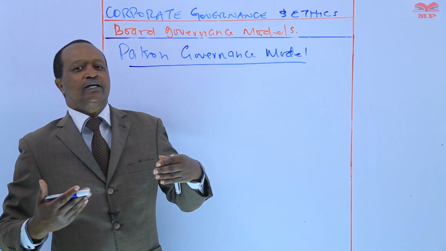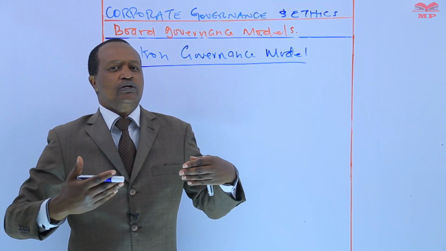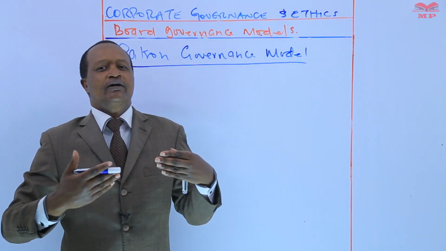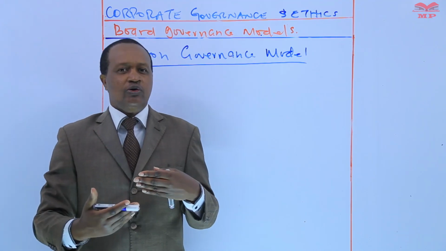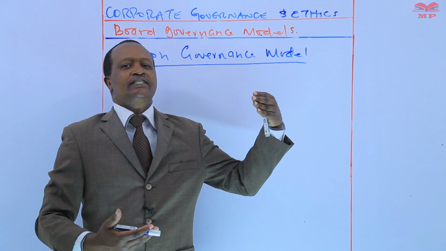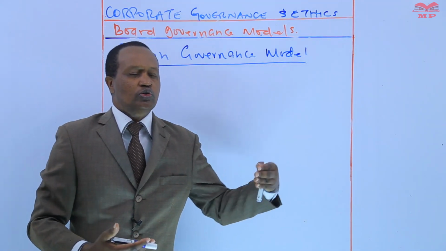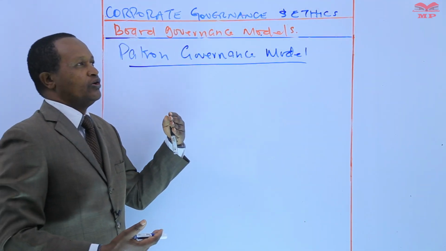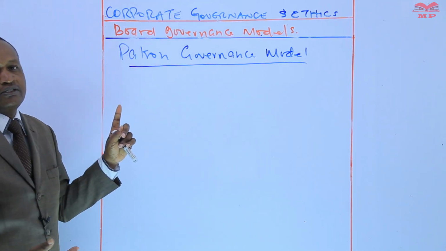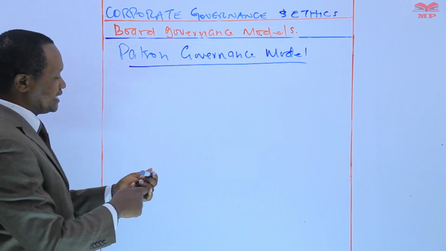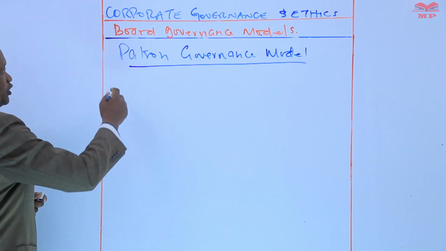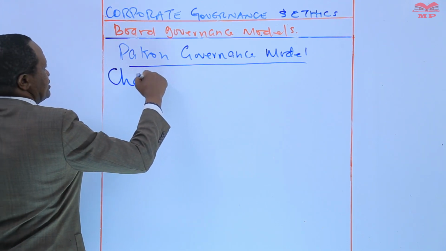So the patron governance model is a form of governance where a single entity or an individual known as the patron has significant influence or control over the organization. That's the meaning of patron governance model. So what are the characteristics of such a governance model?